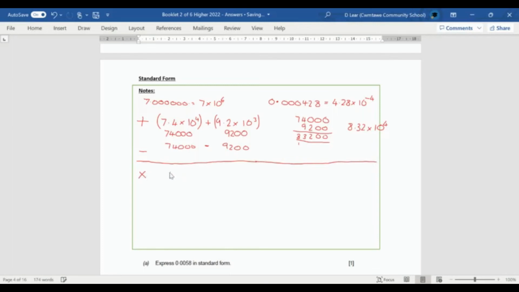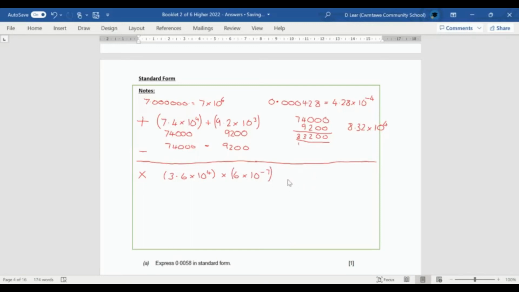Times. Okay, something like, let's make it quite tricky. 3.6 times 10 to the power 4, times, I don't know, 6 times 10 to the power minus 8? No, 7? I don't know. Okay, I'm just trying to make these a bit tricky.